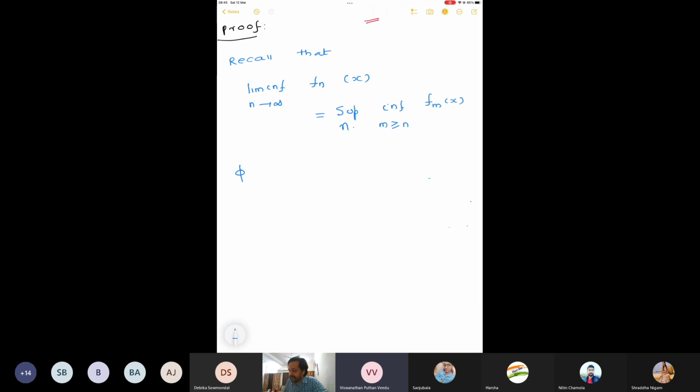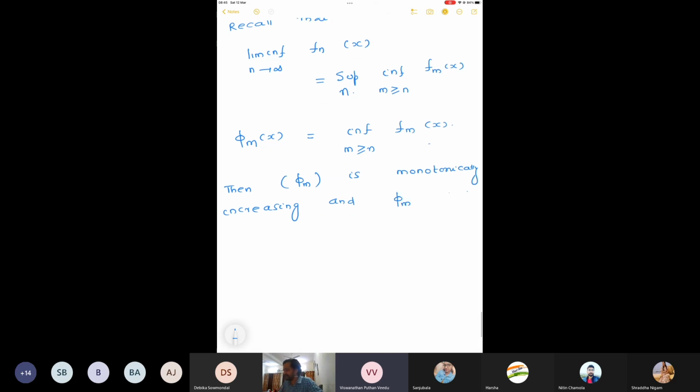Now let us consider phi_m(x) equal to the infimum over m greater than or equal to n of f_m(x). Then, as you have already told, phi_m is monotonically increasing, and the phi_m's are measurable, because the f_m's are measurable. And you have proved the theorem that infimum, supremum, maximum, minimum, etc. of measurable functions are measurable. So the phi_m's are measurable and they are monotonically increasing.